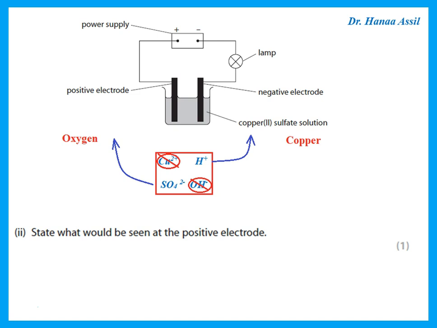So he's saying, state what would be seen at the positive, where oxygen is given out. What would you see? Oxygen is a gas. Your observation is bubbles of gas, or fizzing, or effervescence. Remember, don't just say oxygen gas. That's not what I see. What I see is bubbles of colorless gas.